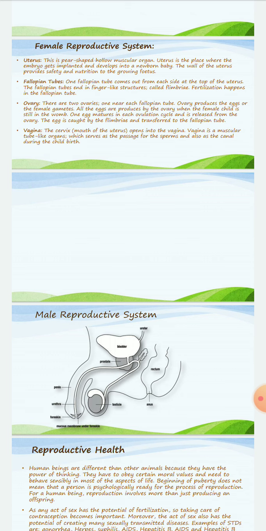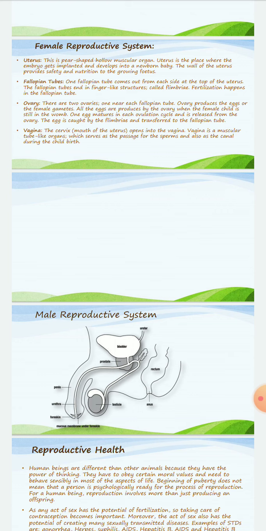Uterus. This is a pear-shaped hollow muscular organ. The uterus is the place where the embryo gets implanted and develops into a newborn baby. So it is basically the sac or the bag where the growth of the newborn baby takes place. The wall of the uterus provides safety and nutrition to the growing fetus.